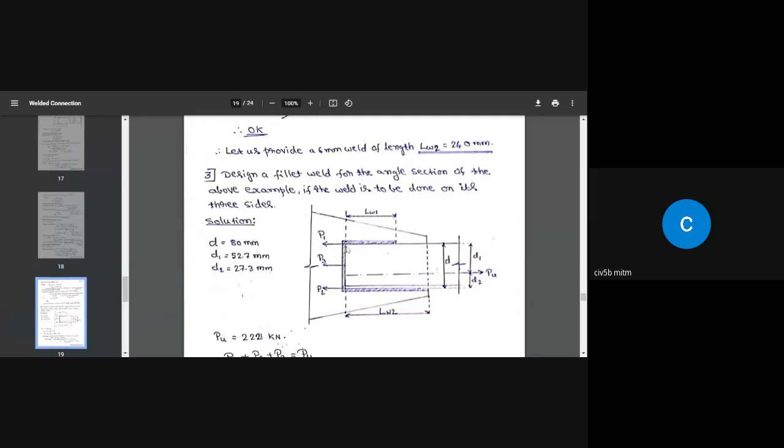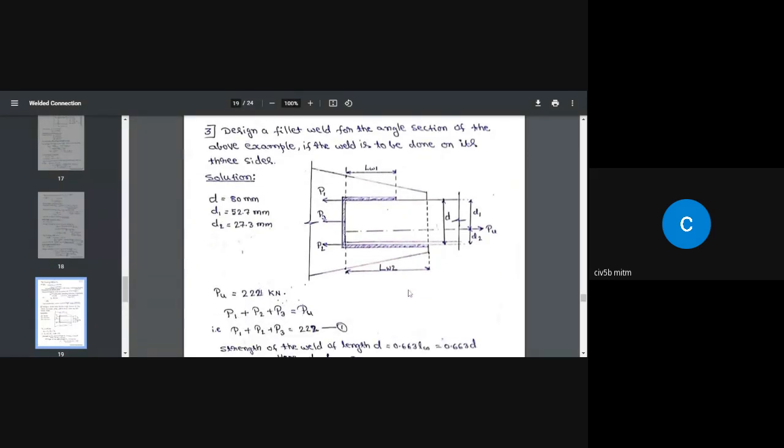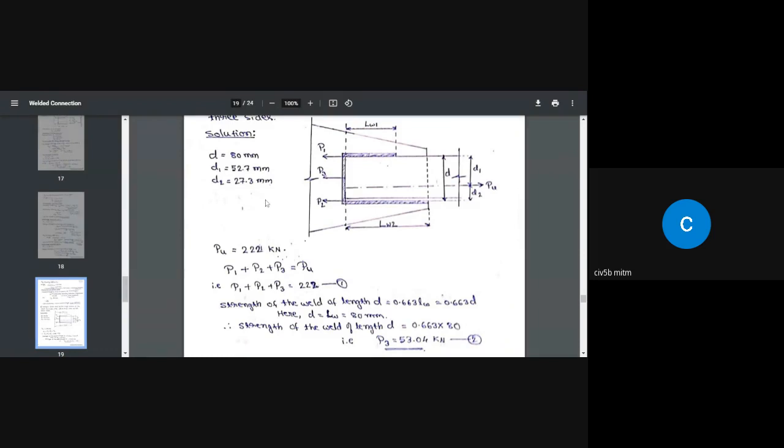And we need to find out what is the design force we are transferring through this weld, and what is the value from here, and what is it from this side. That means we need to find out P1, P2 and P3 values. P1 plus P2 plus P3 equal to PU, which is 222 kilonewton, which we calculated in the above example. So D is 80 mm. Again, from the previous example, D1 is 52.7 millimeter, D2 is 27.3 millimeter.